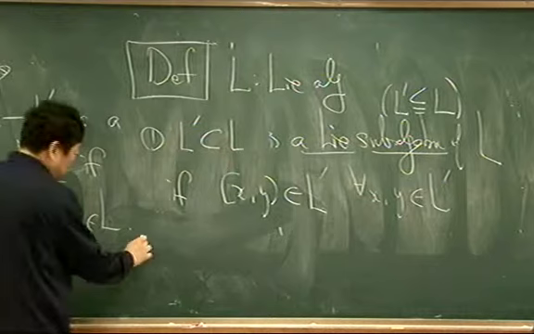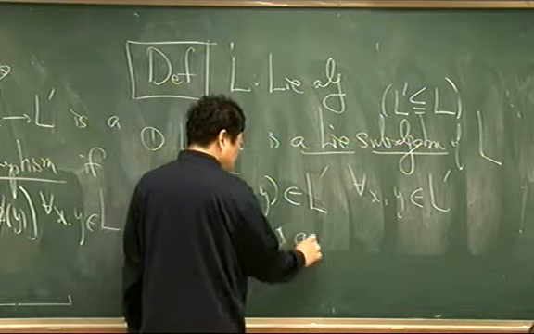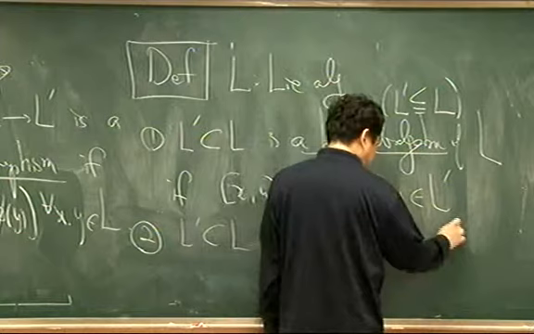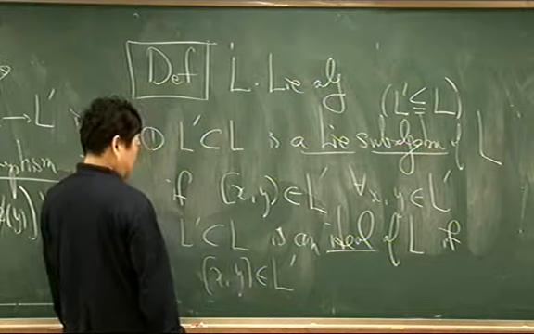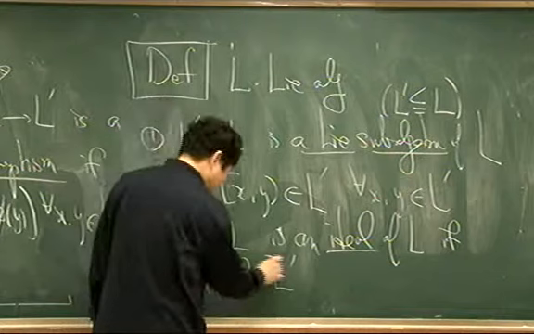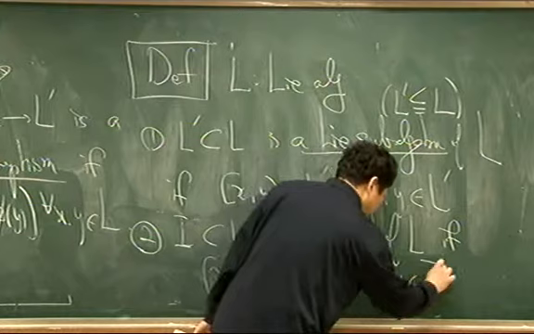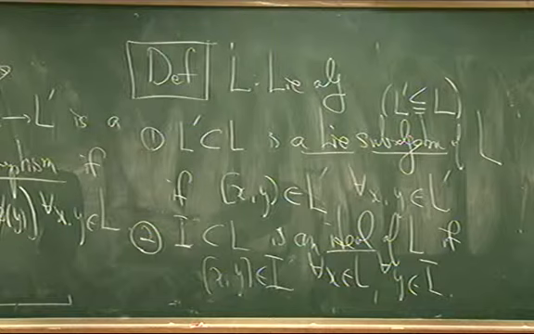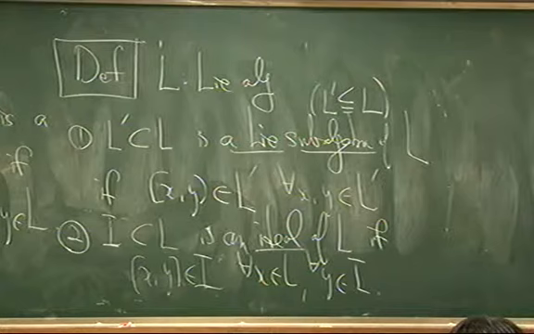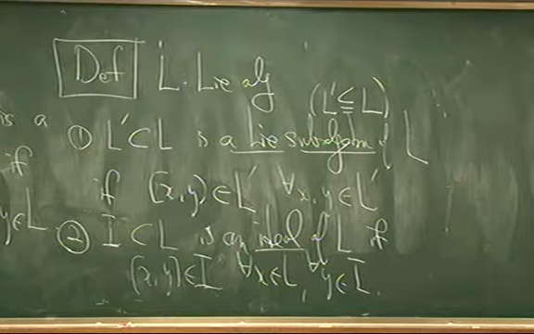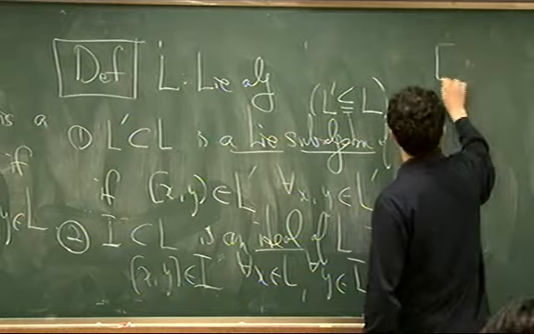And second, a Lie subalgebra I is an ideal if it is closed under bracket with L, maybe, can I use I? The bracket of x and y lies in I for all x in L and for all y in I. Okay. We don't have to check the two-sided condition, because due to anti-commutativity, the one-sided condition is enough for the two-sided condition. So we have the notion of Lie subalgebra and ideal. So a typical example is the following. First, for a Lie.